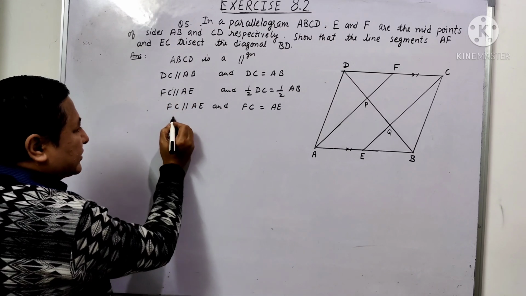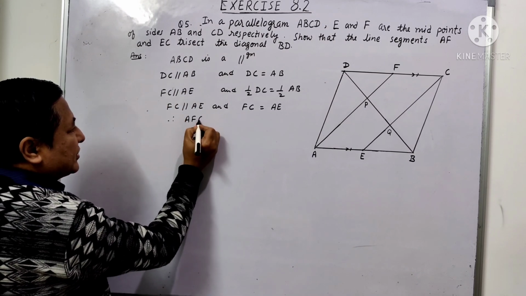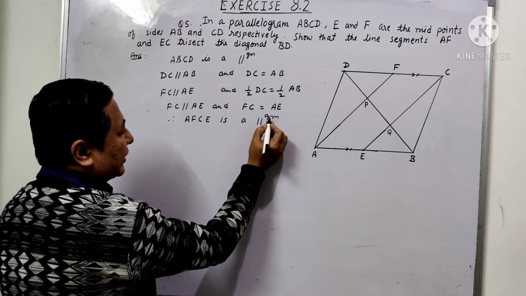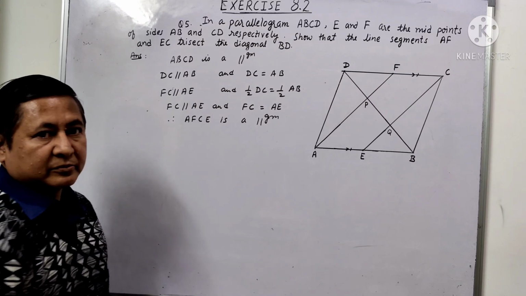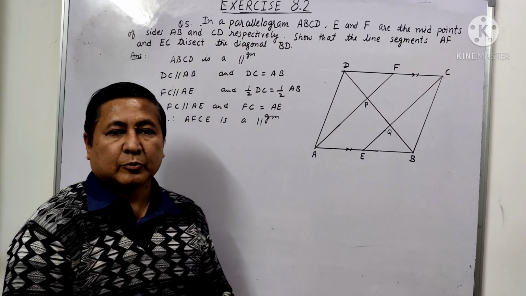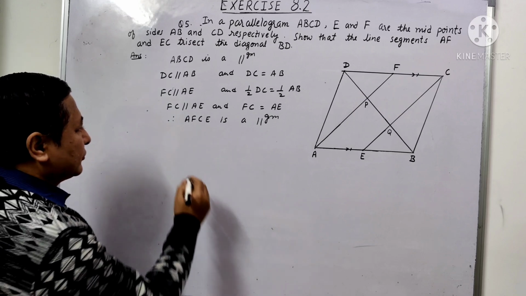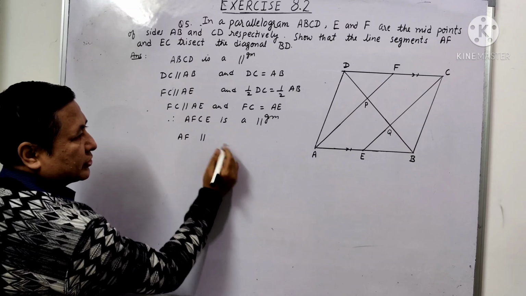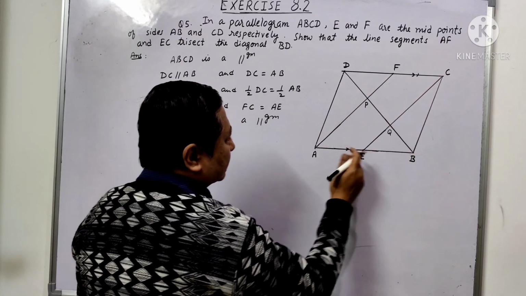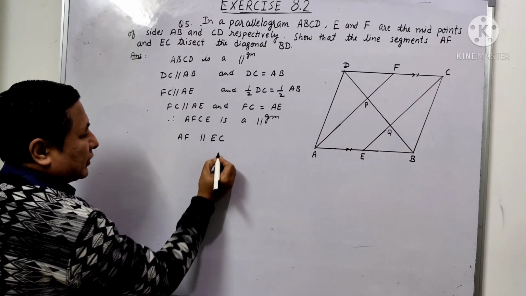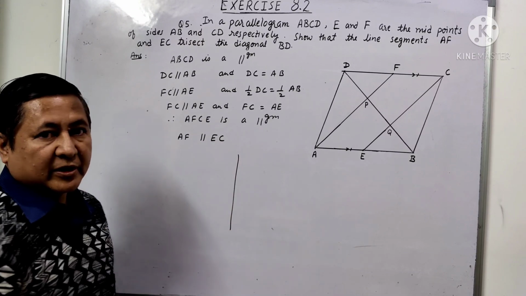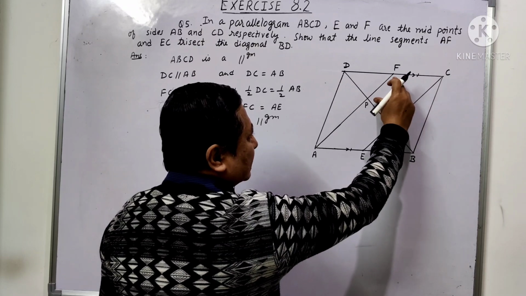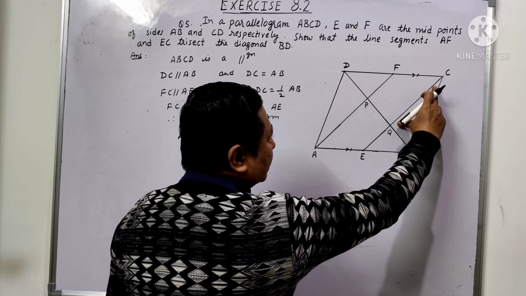So therefore we can say that AFCE is a parallelogram. So we have proved that AFCE is a parallelogram, and we know that the opposite sides of a parallelogram are parallel. So we can write AF is parallel to EC. Now I am dividing this into two parts. Since AF is parallel to EC, a small part, that is FP, will also be parallel to CQ.